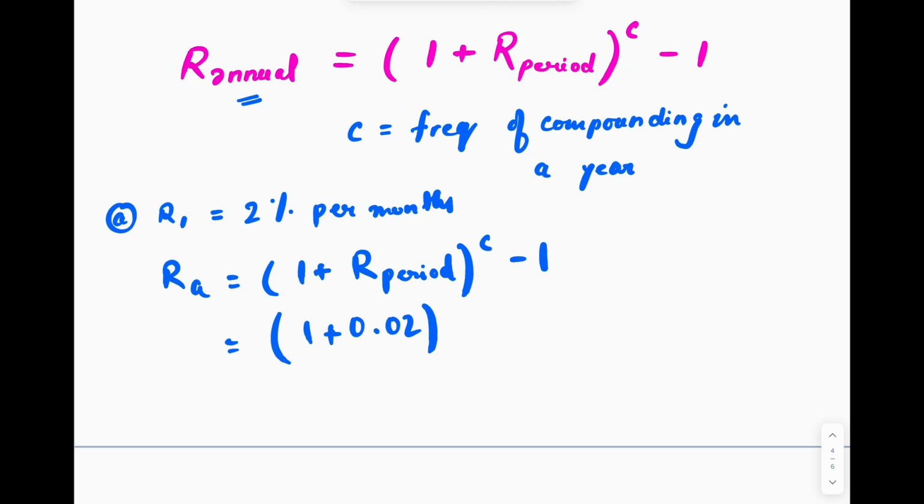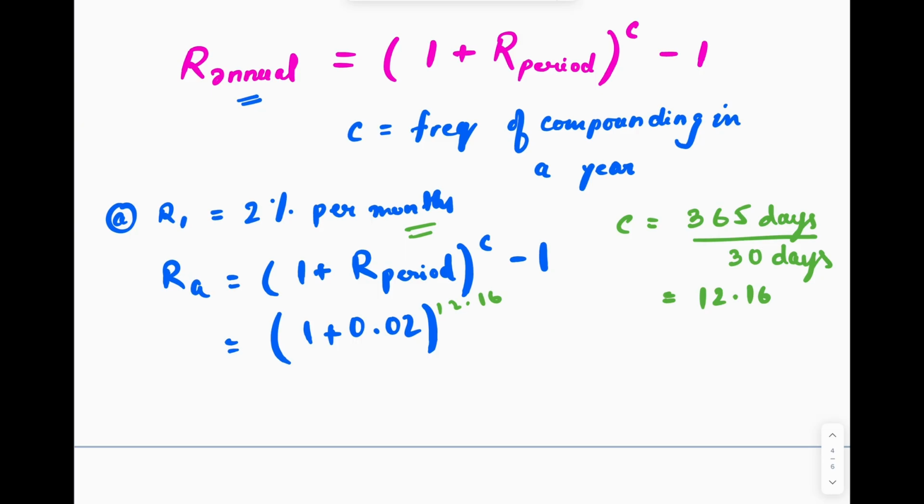C would be what? C is how much compounding is happening in a year. Let me convert into 365 days. So this is in days. And in a month, how many days are there? Let's assume it's 30 days. Could be 31 or 30. So the calculation is 365 divided by 30. It's coming out to be 12.16. So C would be 12.16.